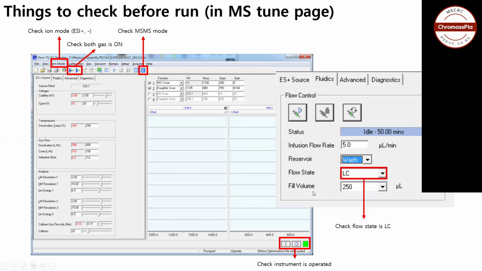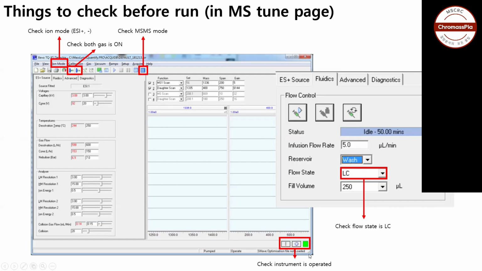So the things that we have to check before run in the MS tune page are like this. First, you have to check the ionization mode, and then check that both gas is on, and also check that you collect the MS mode. Then you have to check the flow state is on LC, not infusion, and you have to check the instrument is operating.